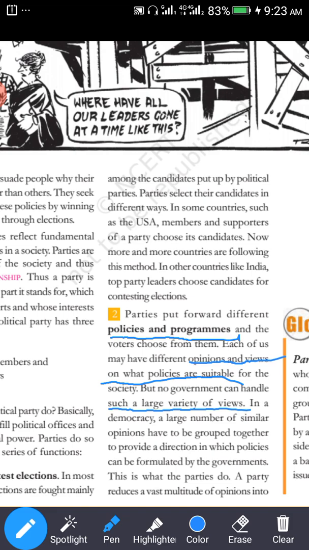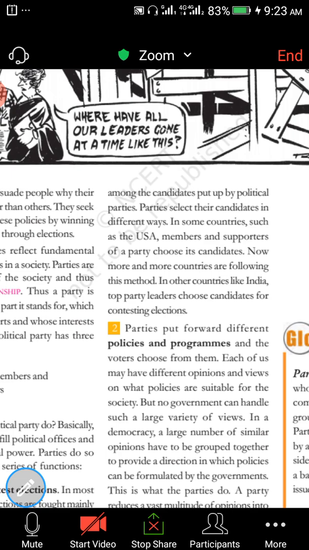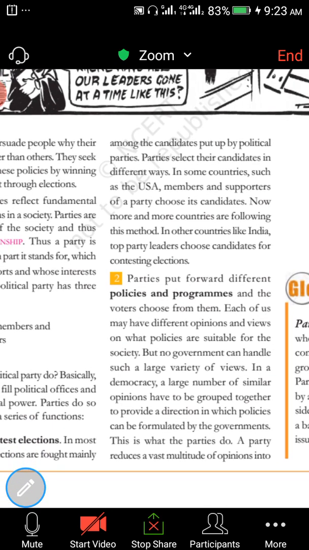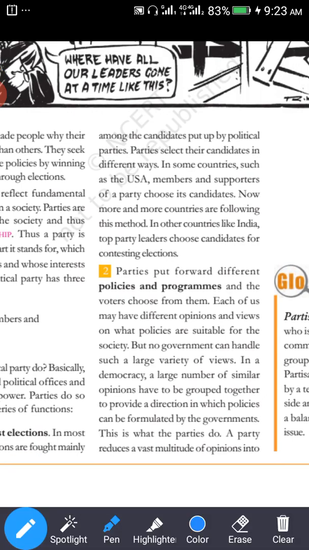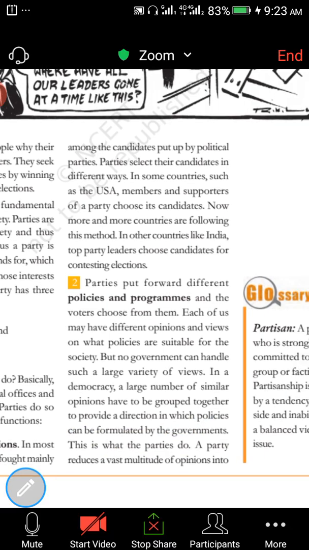No. In a democracy, a large number of similar opinions need to be grouped together to provide direction. Which policy can be formulated by the government and how can it be implemented also. If the parties decide, they always decide it for the development of the society. And this is what the parties do. It is not possible by the individual, it is possible by the parties. And parties reduce a vast multitude of opinions, but how? In their short form.